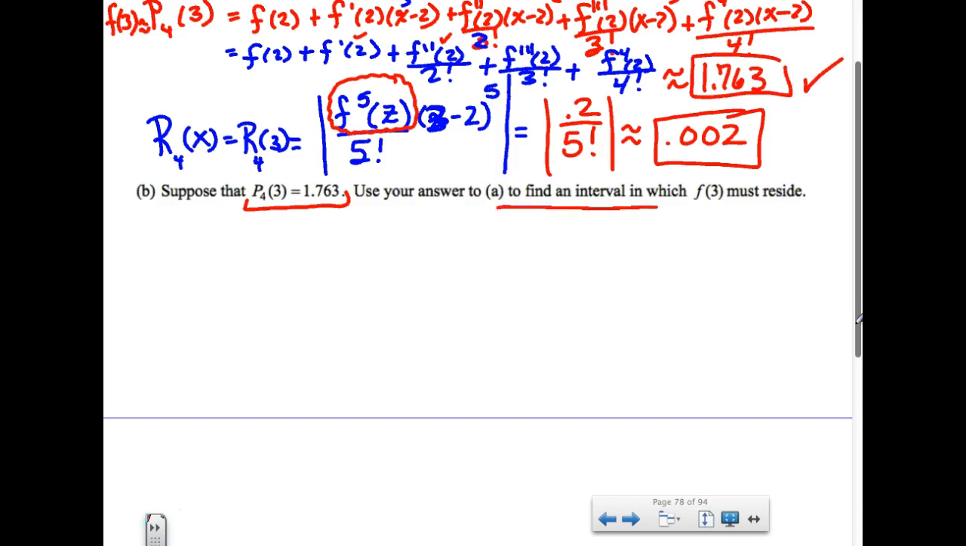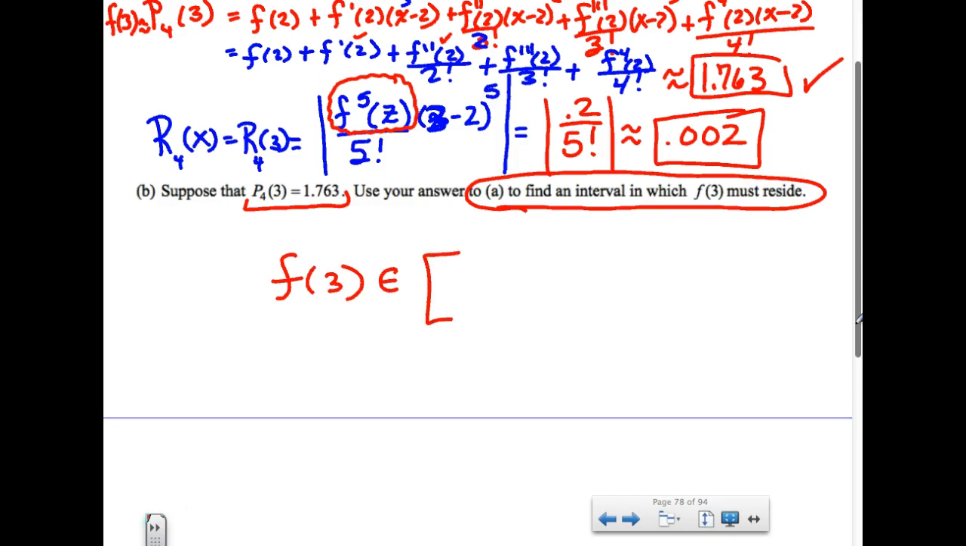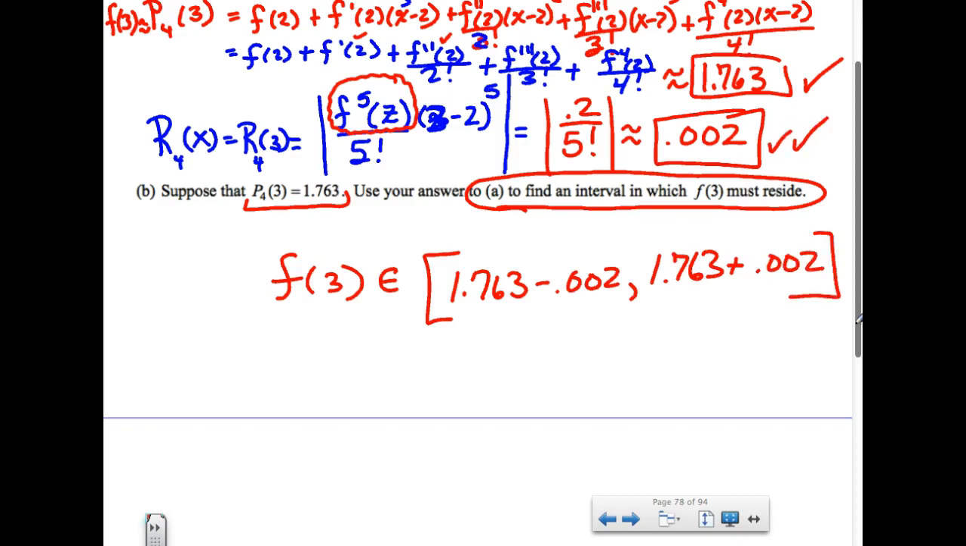So to find an interval where the actual function value at 3 must reside, I know it's got to be an element of the interval where I take my approximation minus 0.002 and my approximation plus 0.002, because that is my maximum amount of error. So if I go down that and up that, I will have a safe interval for f. And if you do that on your calculator or in your brain, you will get this.